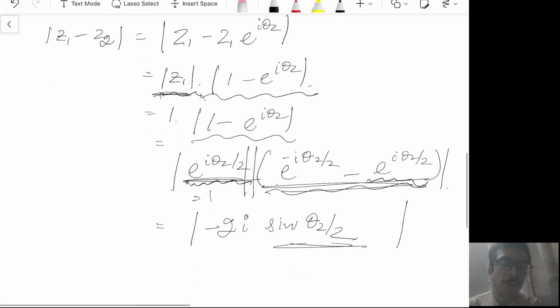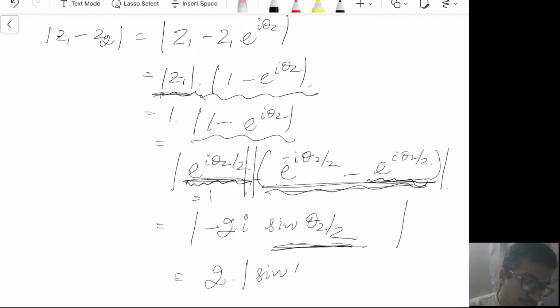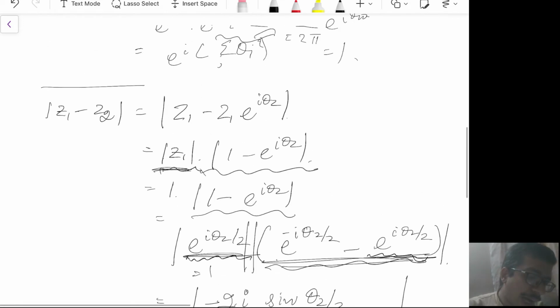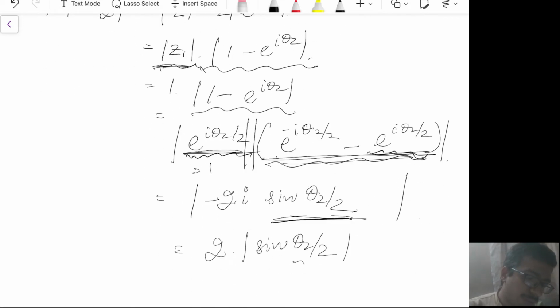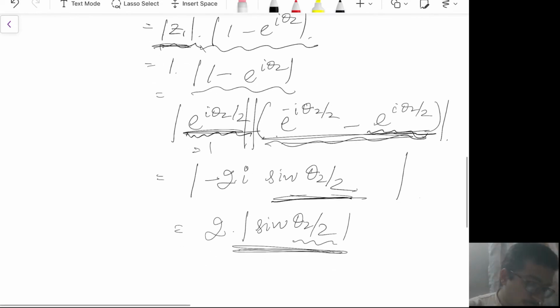right? Because if I want to compute z minus z conjugate, I get twice iota times the imaginary part of z. So this is what we have gotten, and this is nothing but twice the mod of sine theta 2 by 2, right? And theta 2 is positive. So this is the magnitude of theta 2, and we now know that mod sine x is less than or equal to mod x, right?